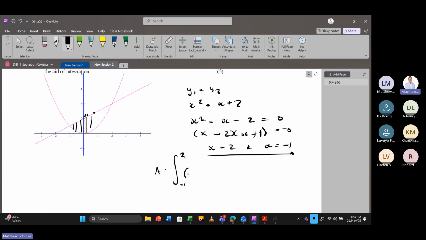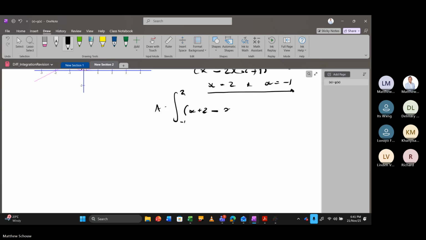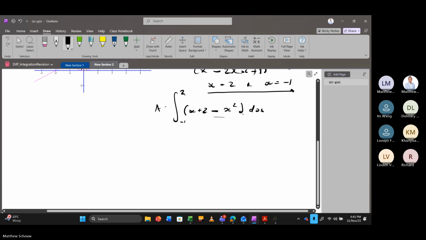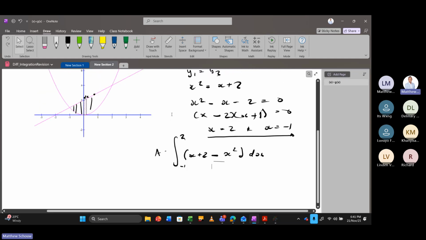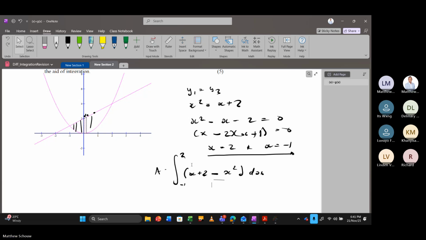You guys agree with me? It's a straight line. Minus now the bottom graph, which is the x squared. And that'll be dx. Are we happy with that? Top minus bottom. Any questions around that? Can we proceed with the integration?